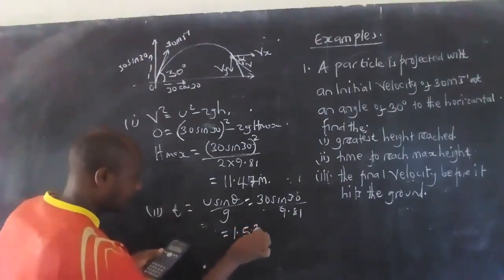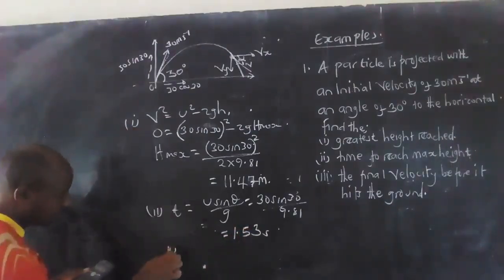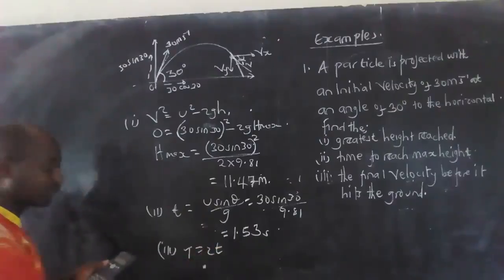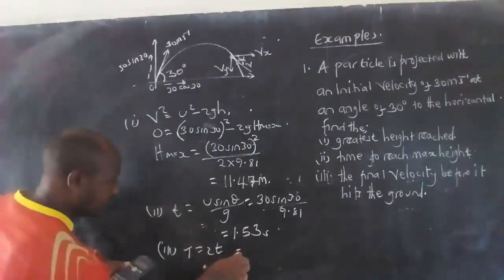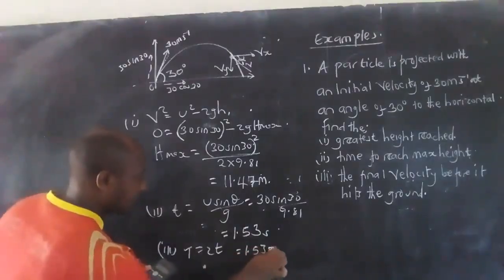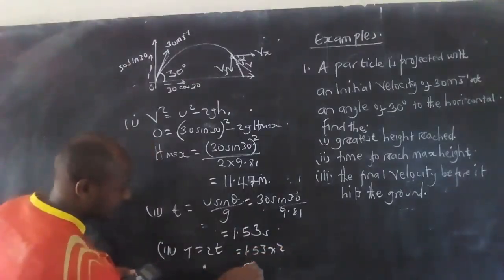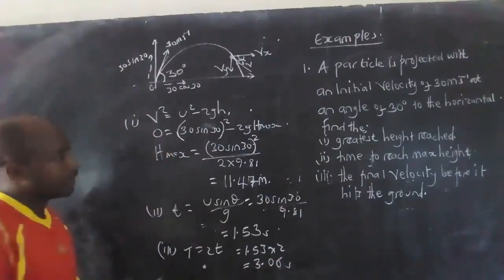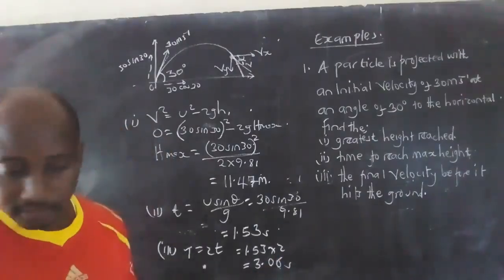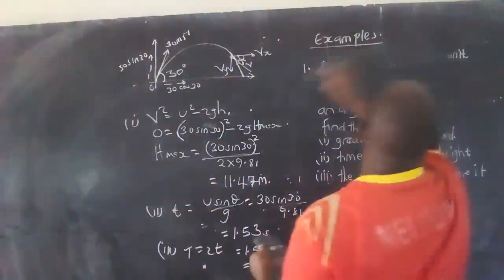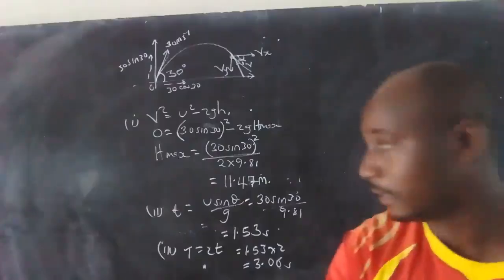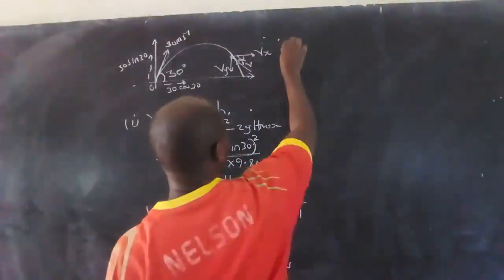1.53 seconds. Then part 3, time of flight is twice the time to reach the maximum height. So that will be 1.53 times 2, which gives us 3.06 seconds. Then the other one says the final velocity as it hits the ground. Next will be part 4.